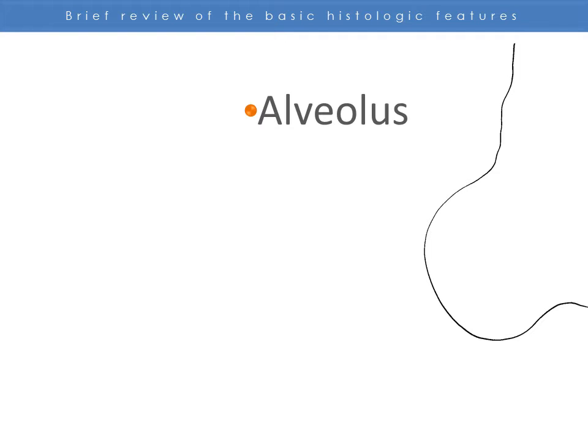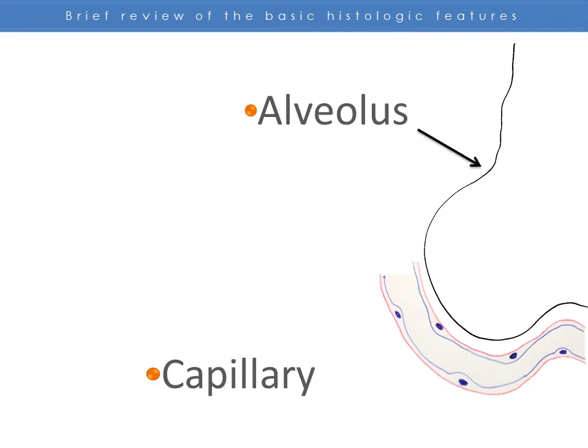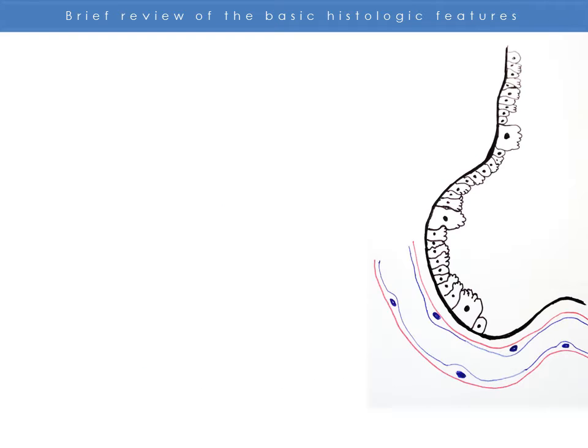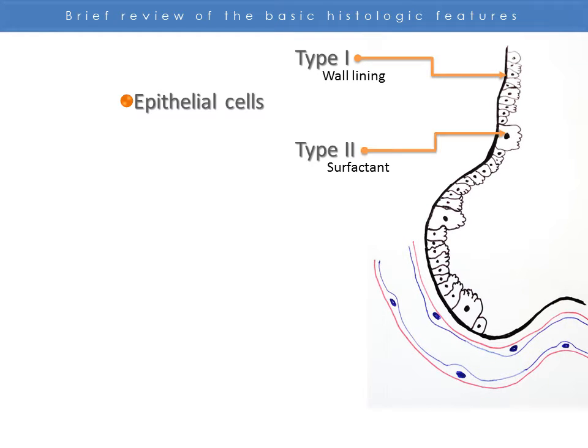Here we can see an alveolus and a capillary, and in between lies the interstitium. Two types of epithelial cells line the alveolar wall, that are type 1 cells and type 2 cells, which is responsible for surfactant production. The capillary wall is lined by endothelial cells.